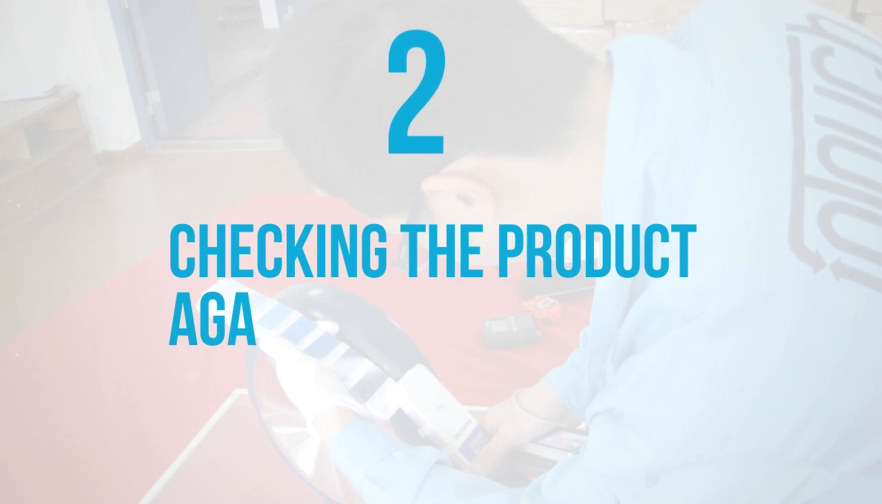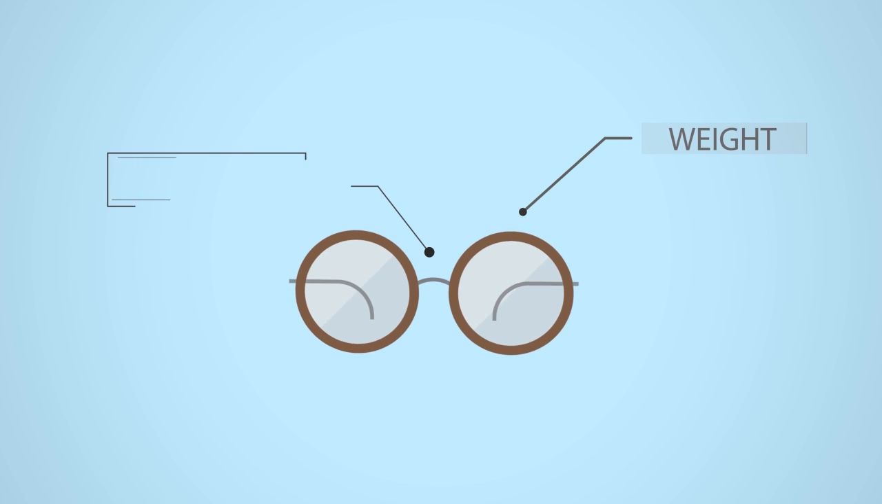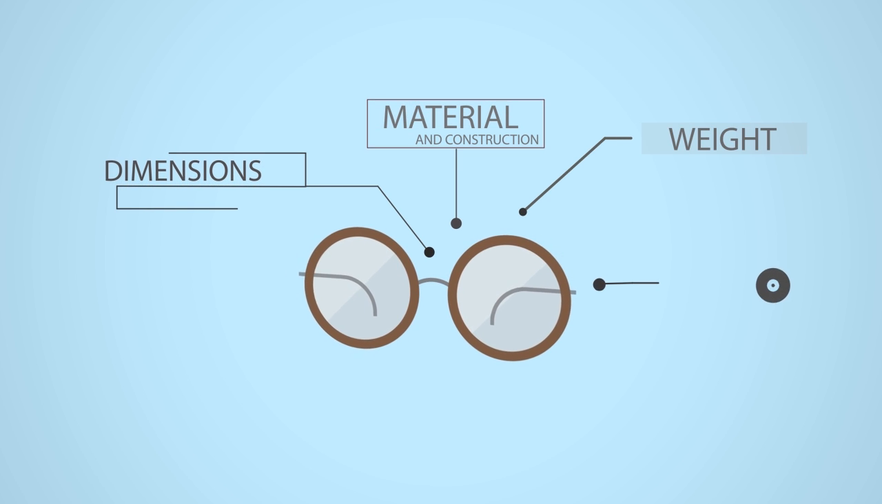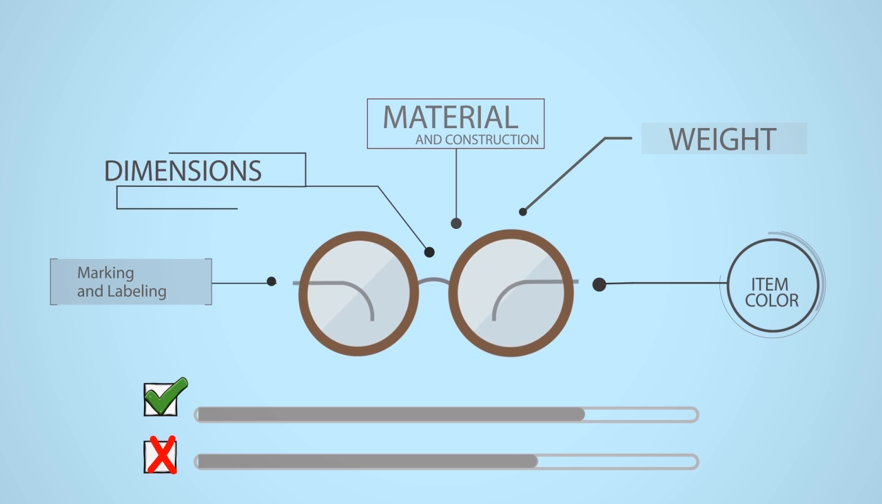2. Checking the product against specifications. Inspectors typically use your checklist to verify a number of specific characteristics related to the product. Some examples are product weight and dimensions, material and construction, item color, item marking and labeling, and general appearance. Any product requirements you've omitted from your checklist likely won't be checked during inspection.